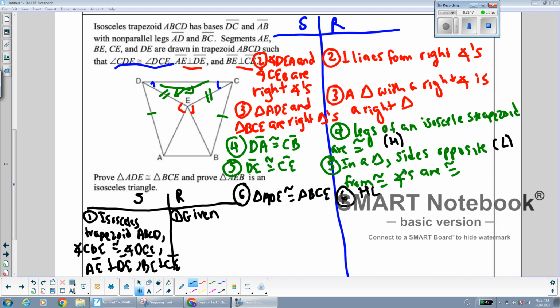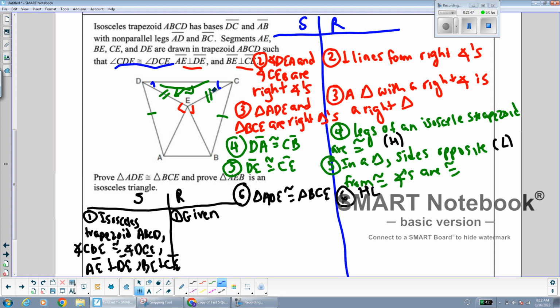Okay, so I wrote up my proof for HL. You can pause the video and take a look at it before I move forward. Remember that if you're using HL, you do need to first state in your proof that your triangles are right triangles, because a requirement for using HL is to have right triangles. Okay, the next part is to prove that triangle AEB is an isosceles triangle. So that's that triangle right here in the middle. I already proved these two triangles congruent.